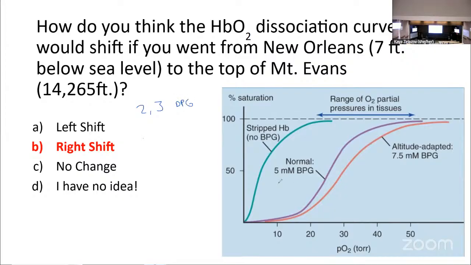Okay. Sometimes we also just call it BPG. I don't know why they have semi-equivalent terms. That's a chemistry specific question, probably.